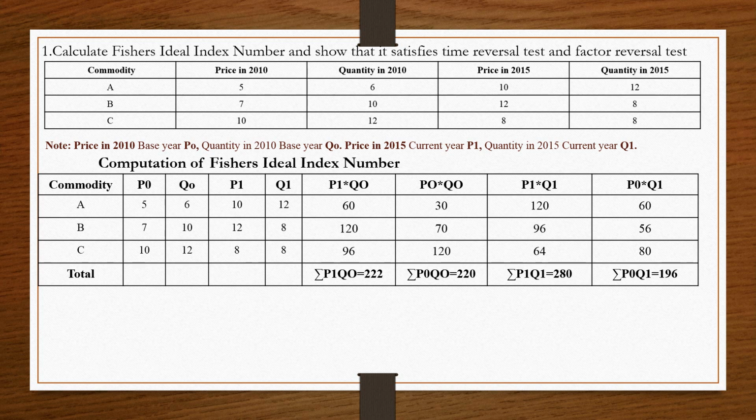And we need a total of all these multiplied values. So total is nothing but a summation. So what is the total of P1 Q0? Summation of P1 into Q0 is equal to 60 plus 120 plus 96, which is equal to 222.